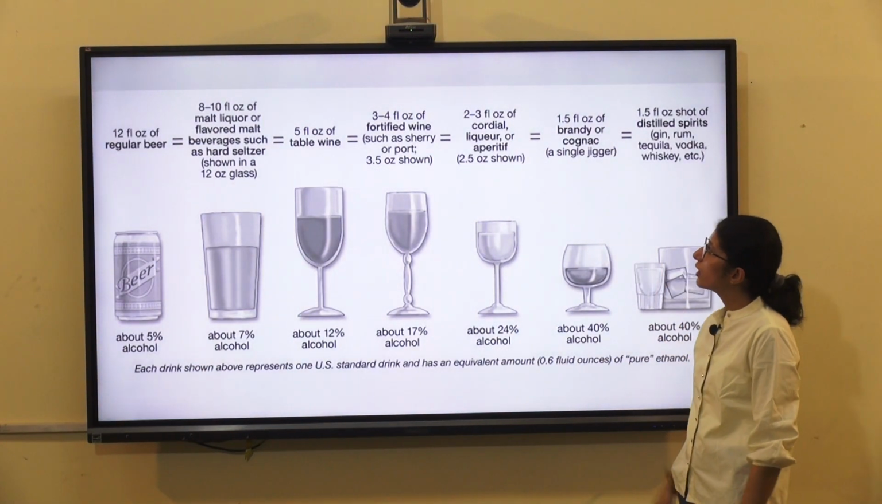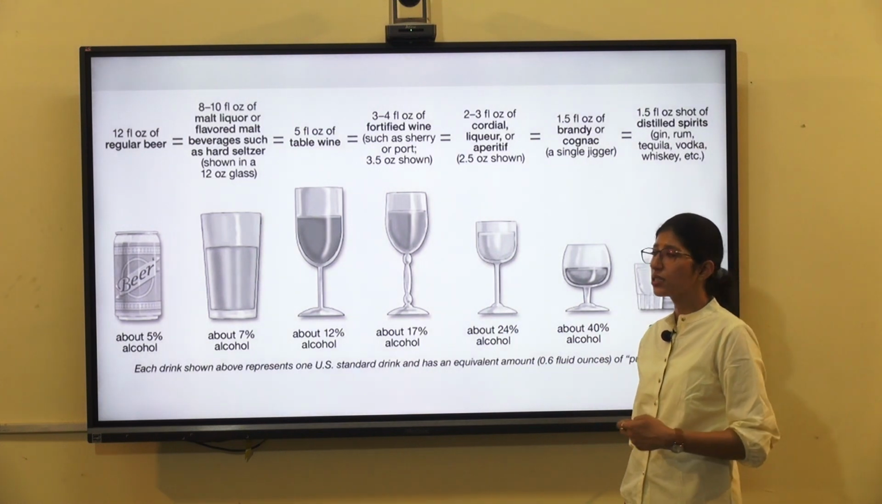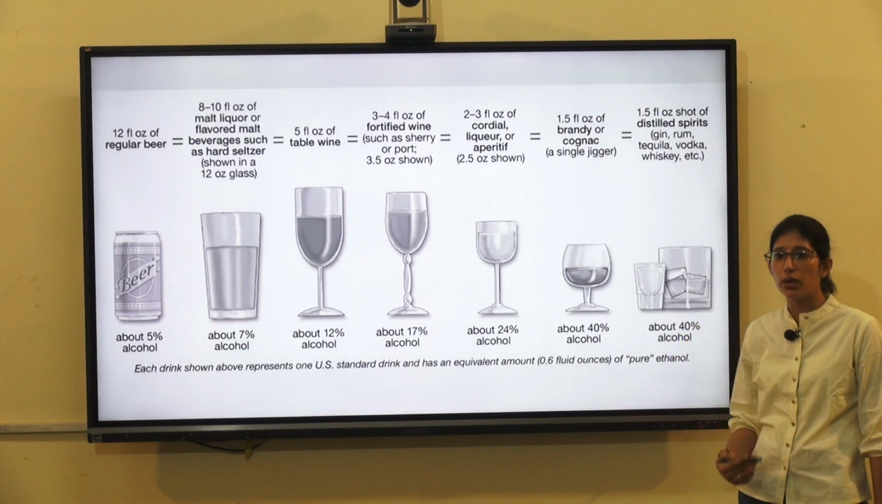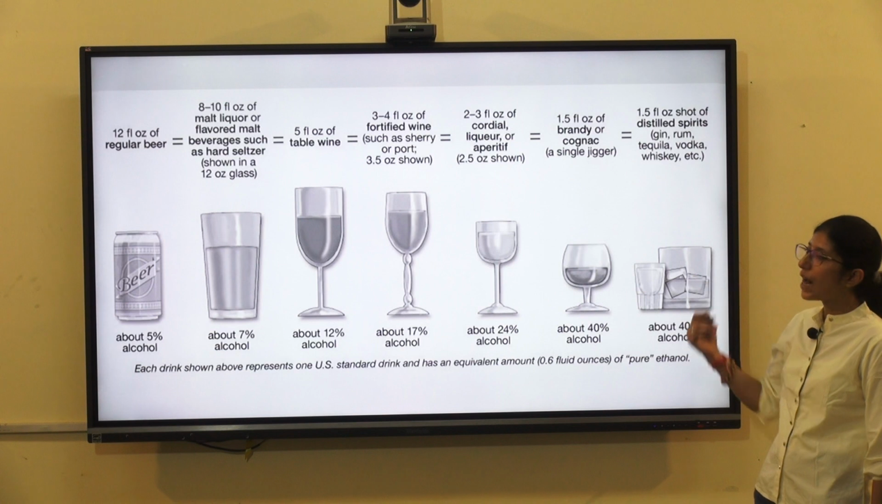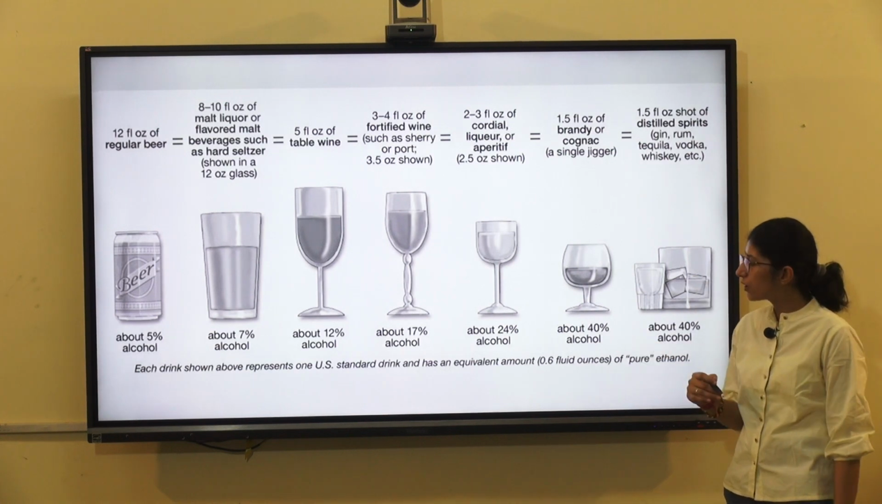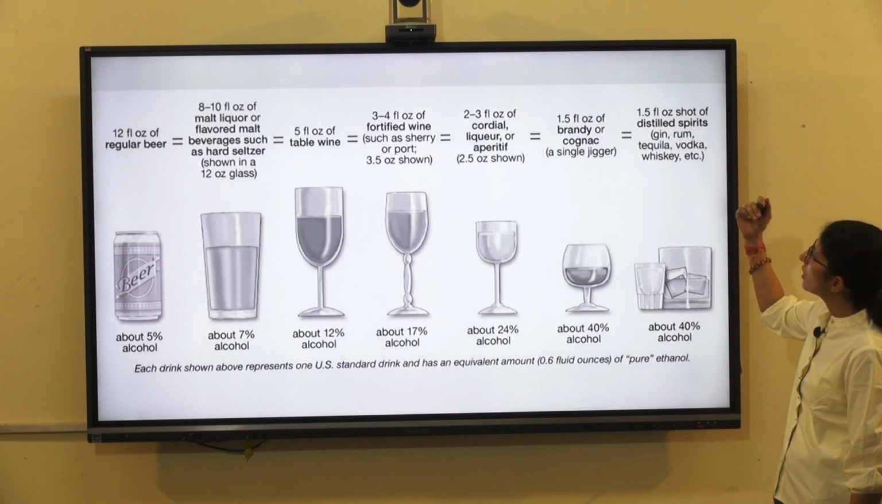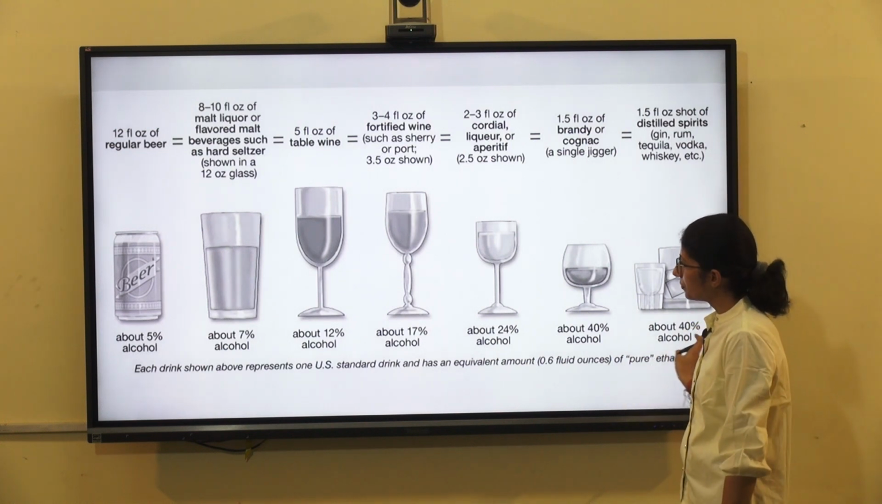Now, cordial or liqueur or aperitif. An aperitif is a drink consumed before food to make it more digestible. It has approximately 24% alcohol. Increasing with the product, brandy and cocktails have 40% alcohol concentration, and again 40% is equivalent to tequila, vodka, whiskey, and gin.